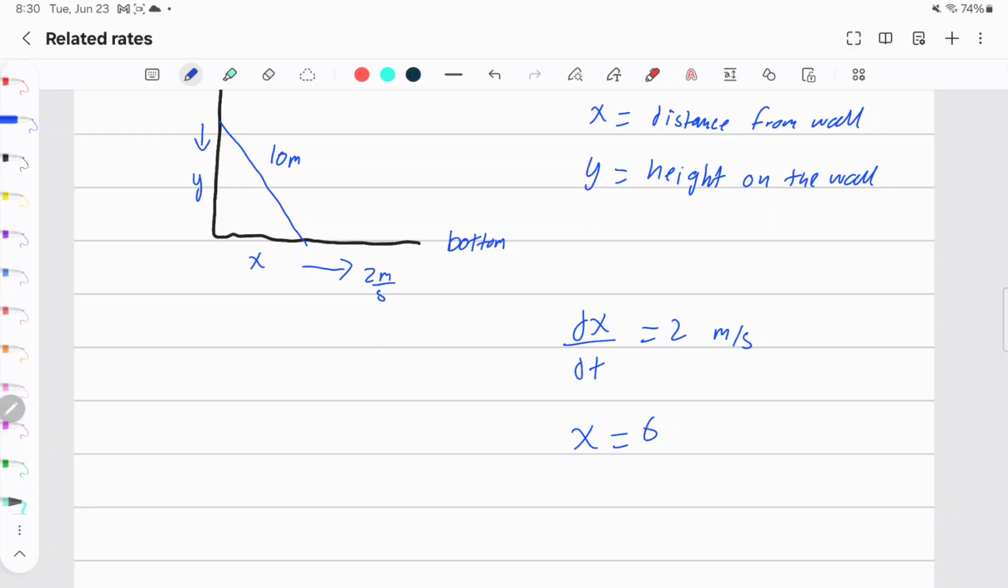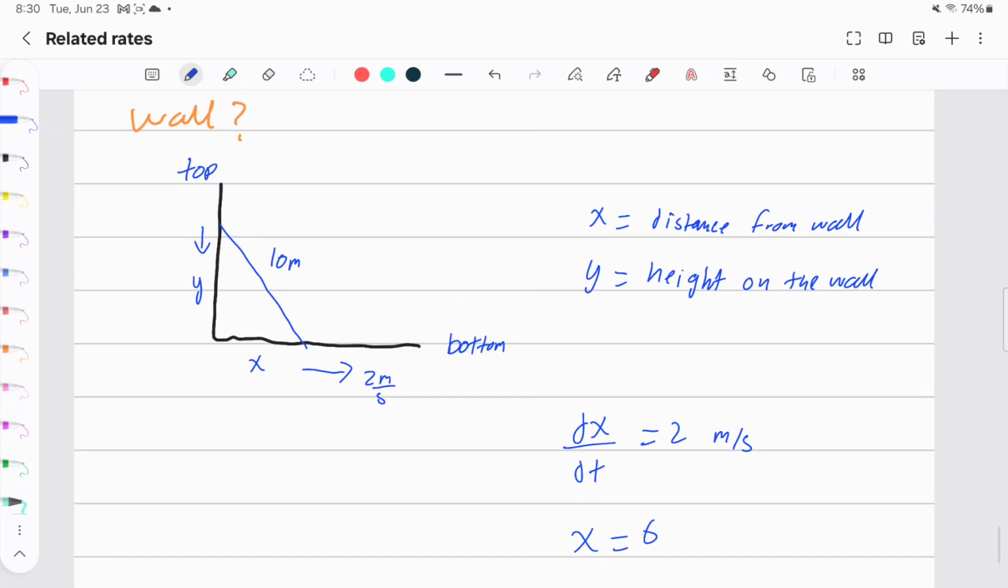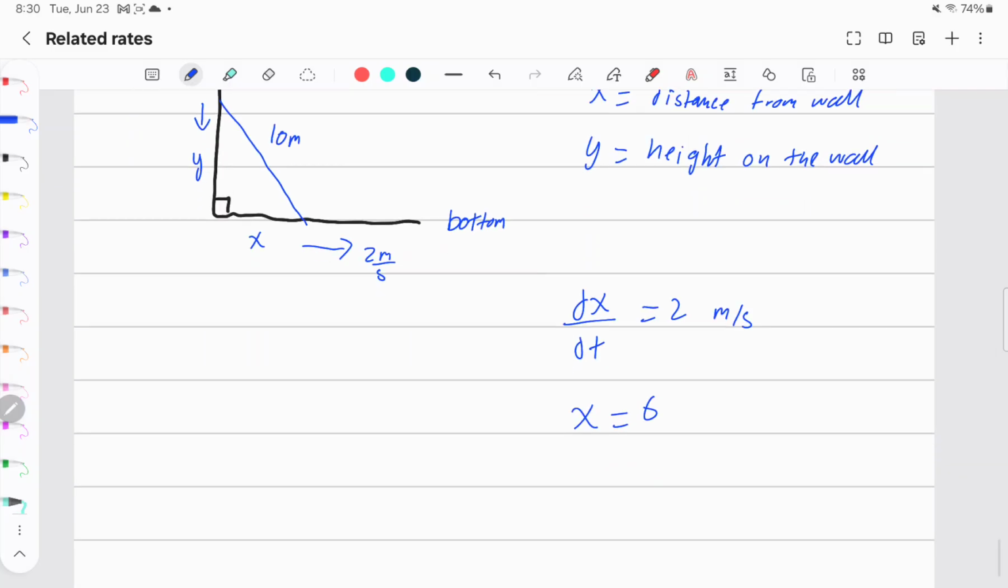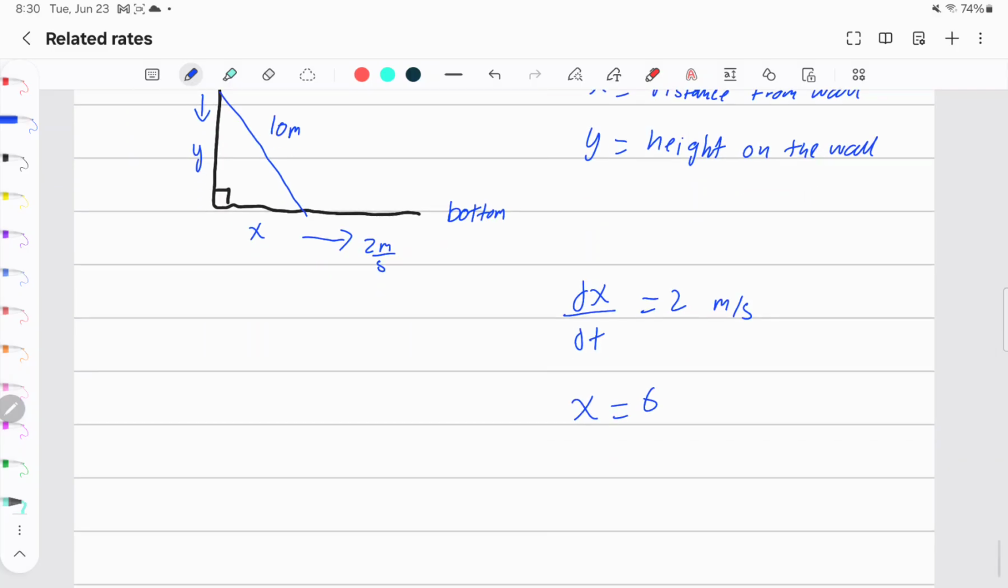Now, in order to solve this kind of question, we need to use something which includes x and y. If we look at the diagram closely, we see a wall always creates a 90-degree angle. So we have a right-angle triangle, and we can use Pythagoras theorem here. We say x squared plus y squared equals the hypotenuse squared, which is 10 squared. Make sense? Further expanded, it is x squared plus y squared equals 100.